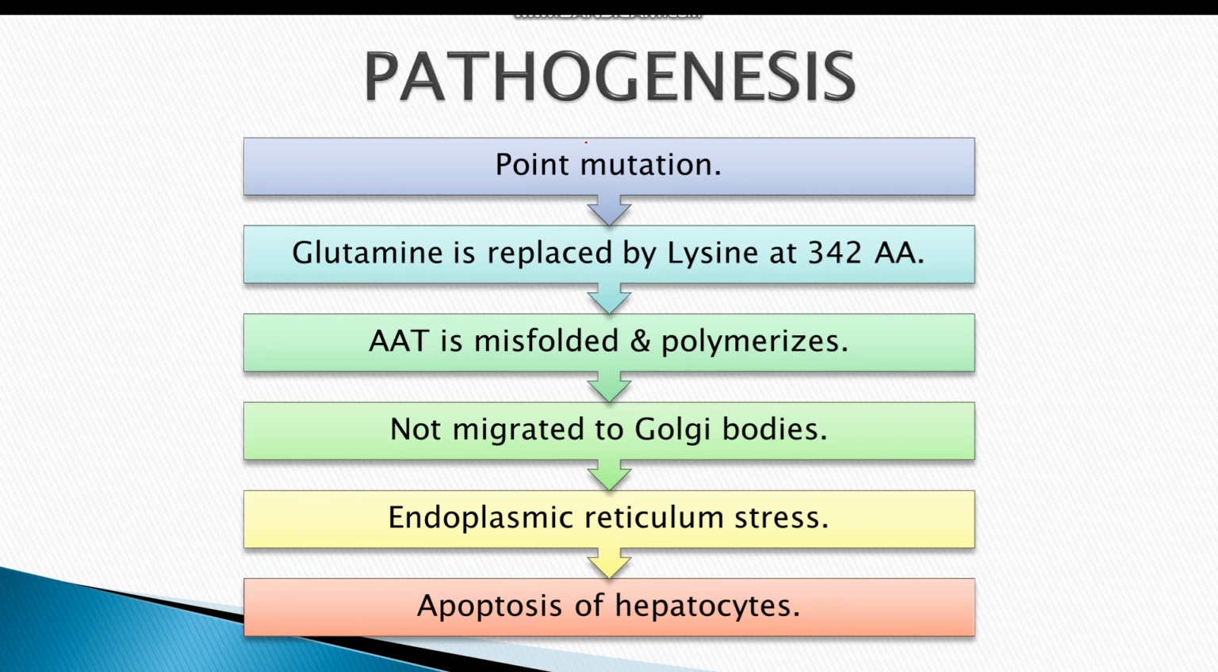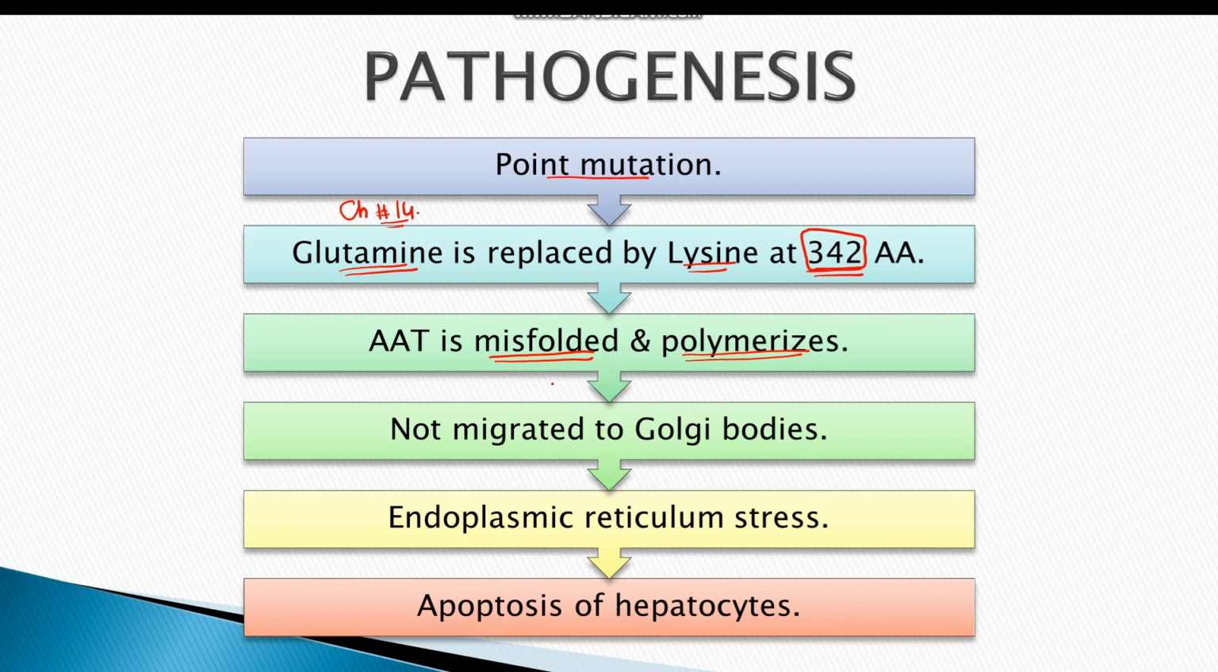The disease occurs in various forms, but clinically the most significant disease has a point mutation in amino acid 342. In this case, glutamine amino acid is replaced by lysine. So this point mutation results in dysfunctional alpha-1 antitrypsin protein, which is misfolded and it polymerizes.